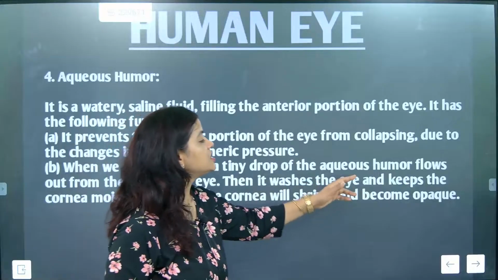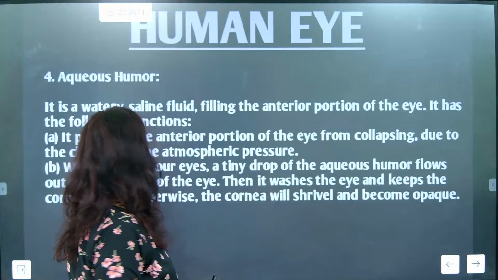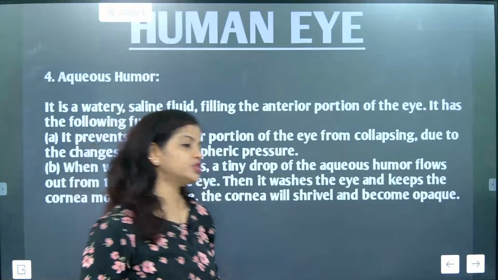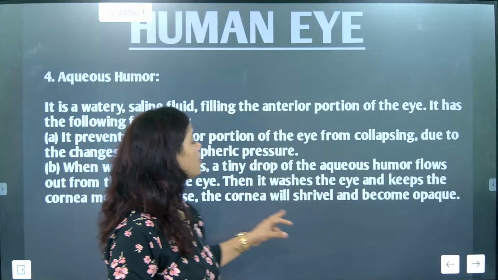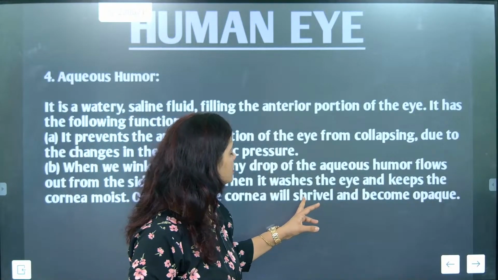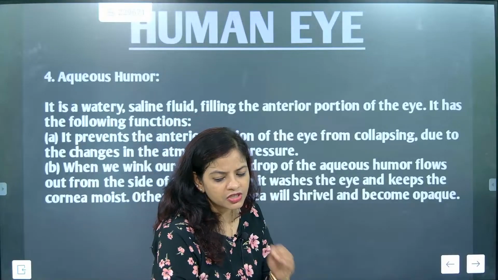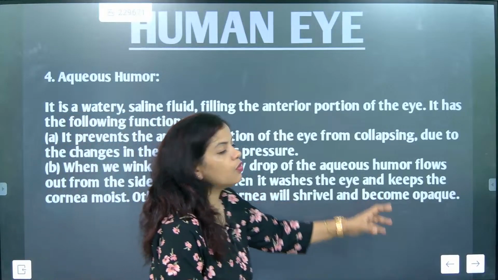Then it washes the eye. It is washing the eye and keeps the cornea moist. Understood? It is flowing out of the eye, washing the eye, moistening the cornea. Otherwise the cornea will shrivel and become opaque. So that part is the most important part. Otherwise, the cornea will become opaque.